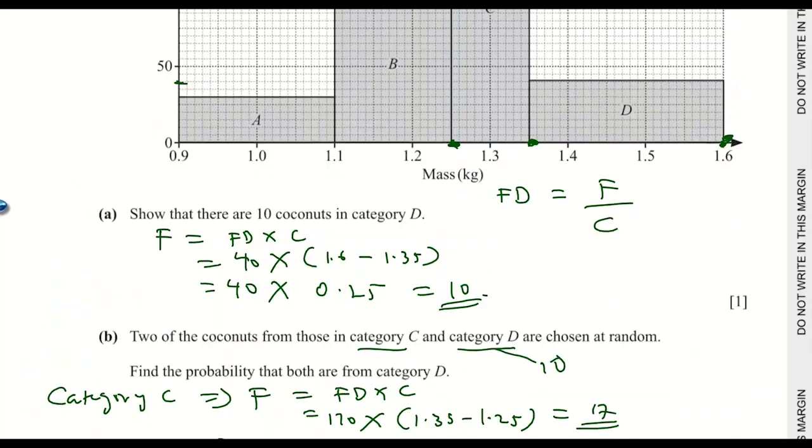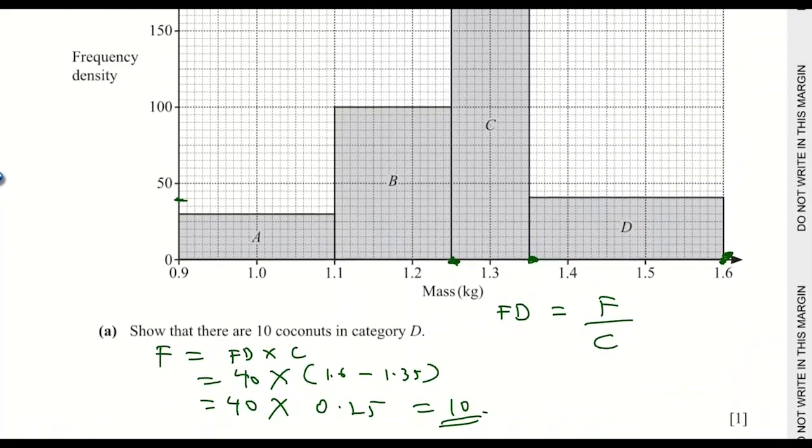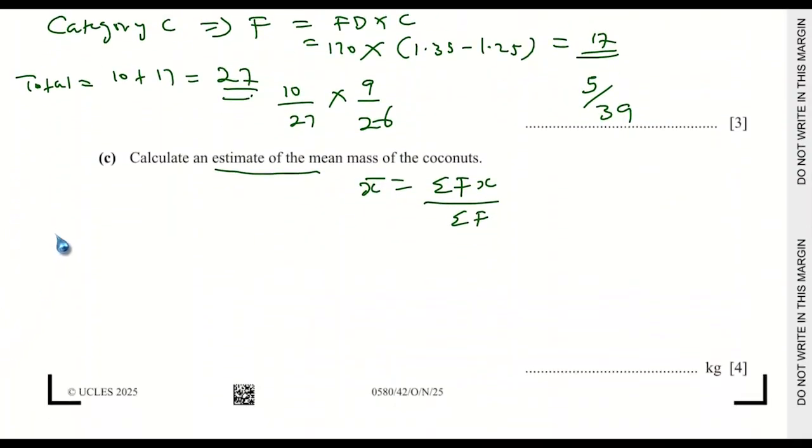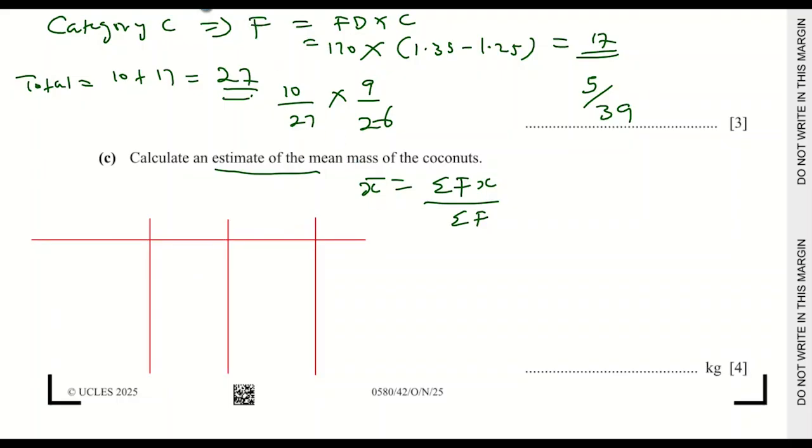So if you come here, I think we can form a table. Let's draw some lines here. Let's make it like this for the x, this for the frequencies, and maybe this for the products. So this will be the x, this will be the frequency, and this will be the product of x and the frequency.